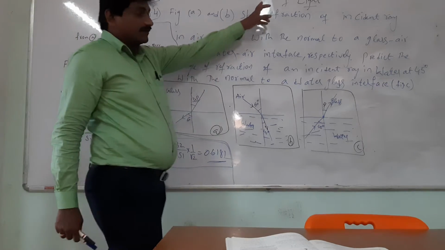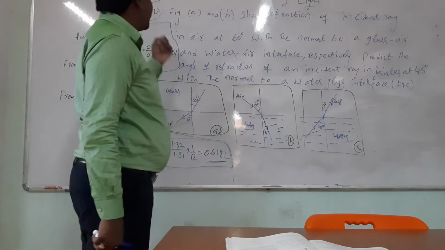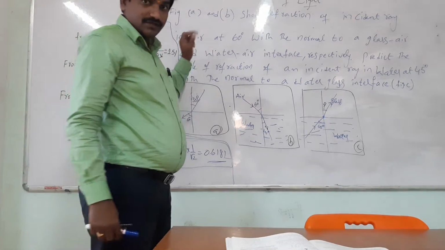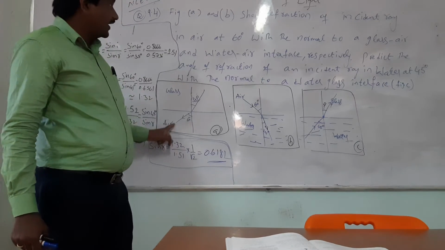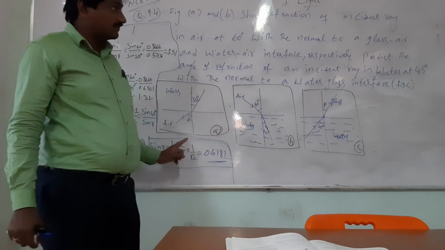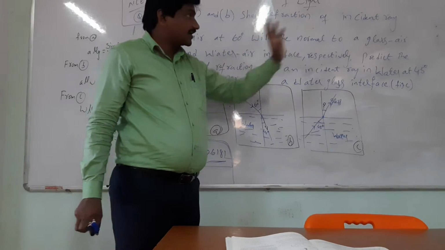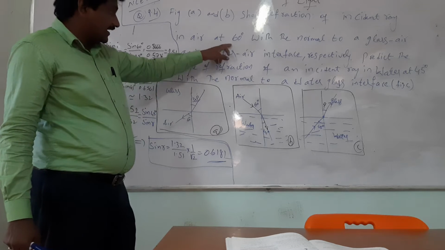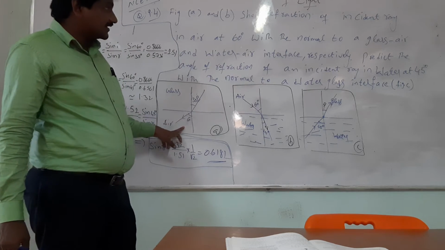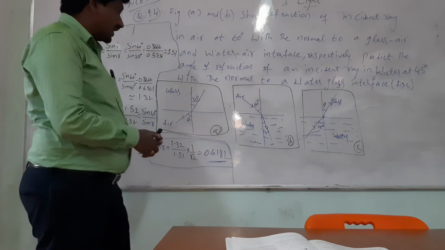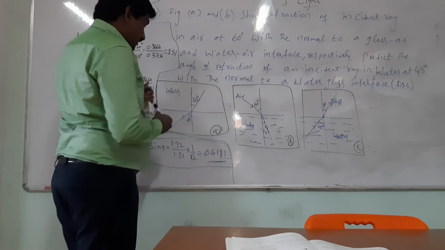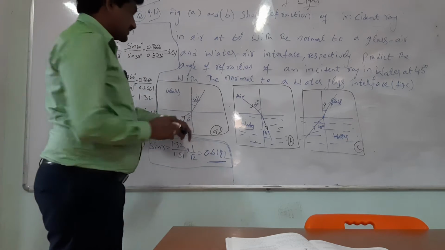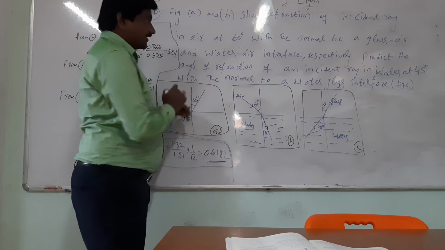Yeah, from the light chapter, refraction of light, we have one NCERT exercise question 9.5. What is the question actually? The question is that figures A and B show refraction of light. In the refraction of an incident ray in air at 60 degrees with the normal to the glass-air interface, the refracted angle is 35 degrees.